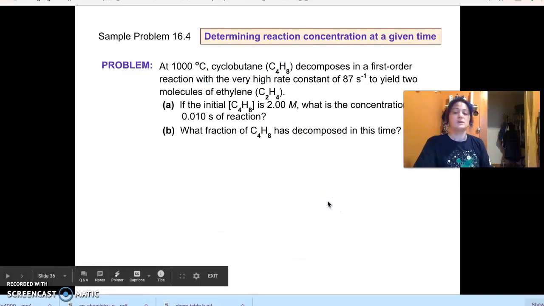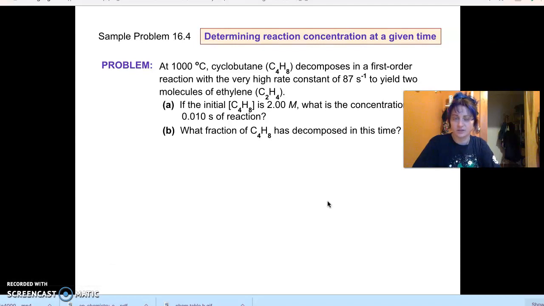All right. So the AP is not going to ask you to integrate functions. It's not going to ask you to write integrated functions. It's only going to ask you to use those equations to solve for concentrations. Now, those equations are also given on the reference table, so it's not something that you have to memorize, but you do need to know which one is zero, first, and second order. So that's what you're going to be practicing.